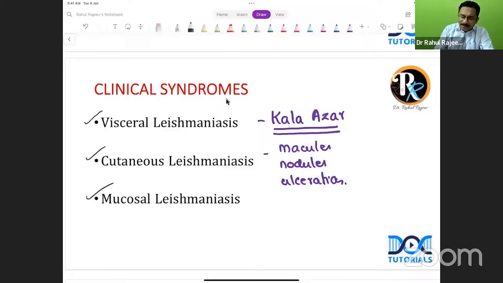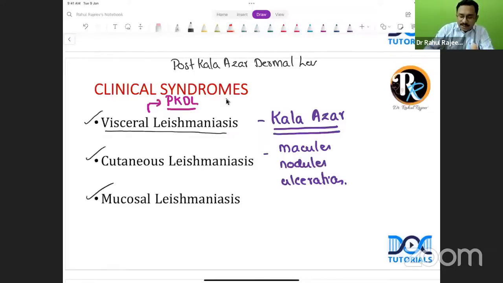Okay. Now, another peculiarity of visceral leishmaniasis is even patients with visceral leishmaniasis may actually have some cutaneous involvement, which commonly, but not always, happens after the infection. So if a skin involvement happens after the infection, what do you call it? PKDL. What is PKDL? Post-Kala Azar Dermal Leishmaniasis. PKDL.